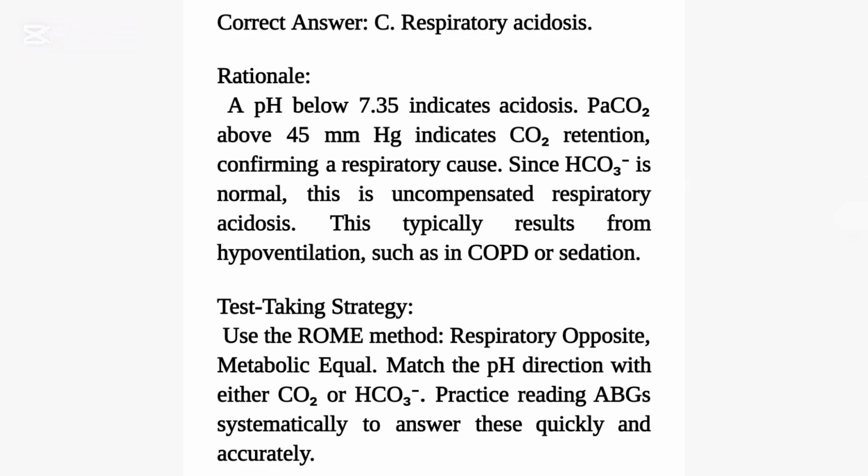Test-taking strategy: use the ROME method. Respiratory opposite, metabolic equal. Match the pH direction with either CO2 or HCO3. Practice reading ABGs systematically to answer these quickly and accurately.